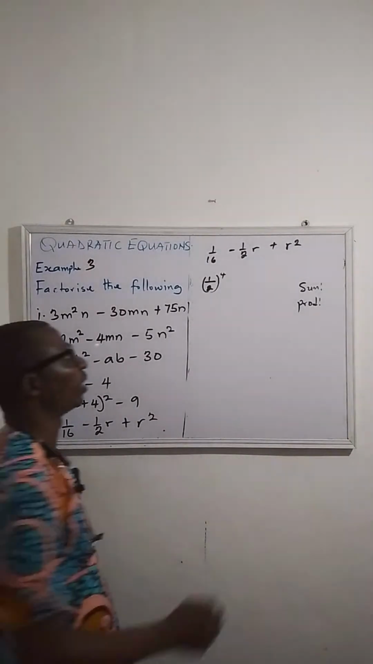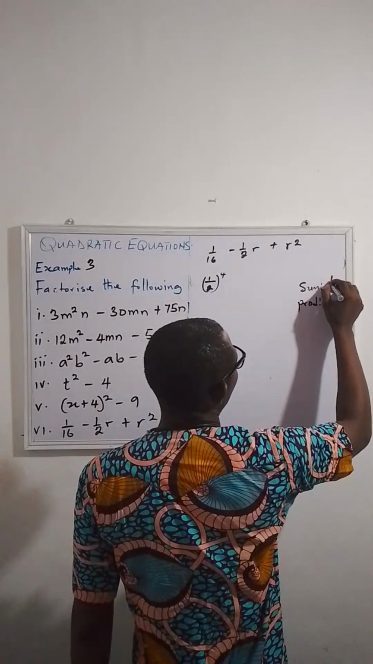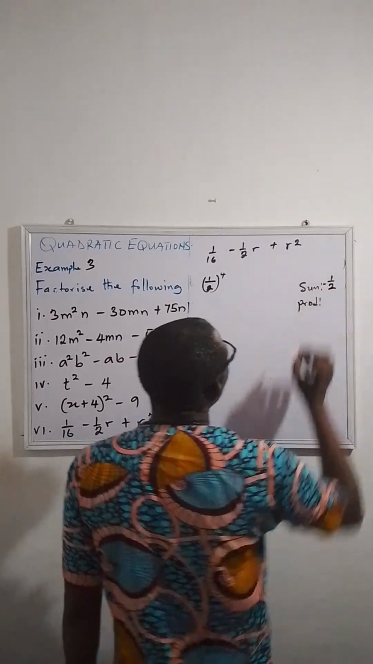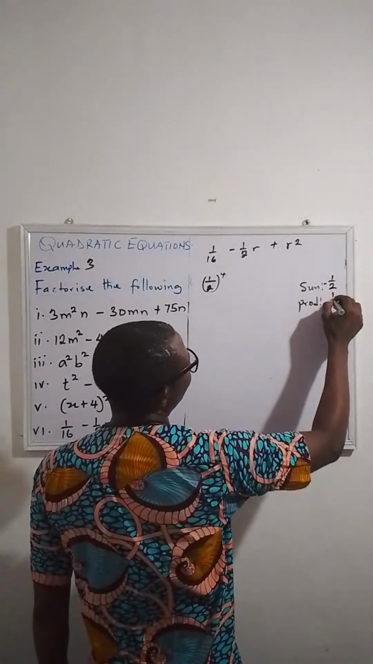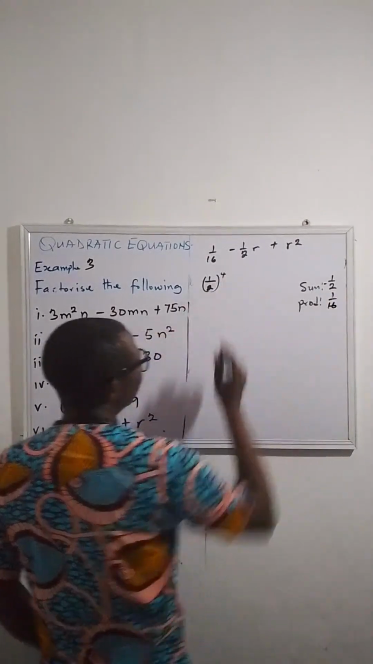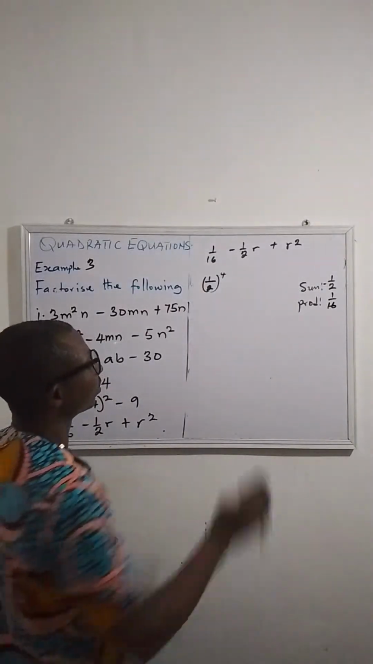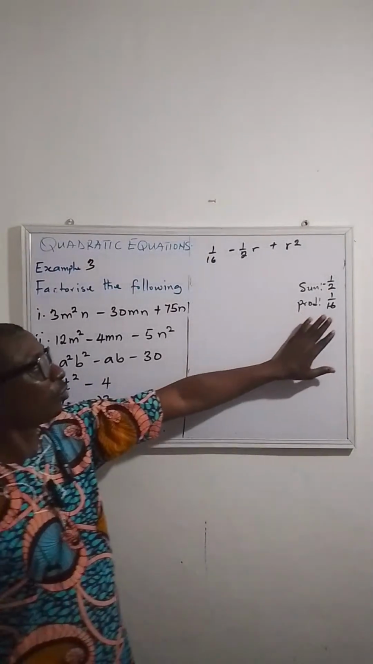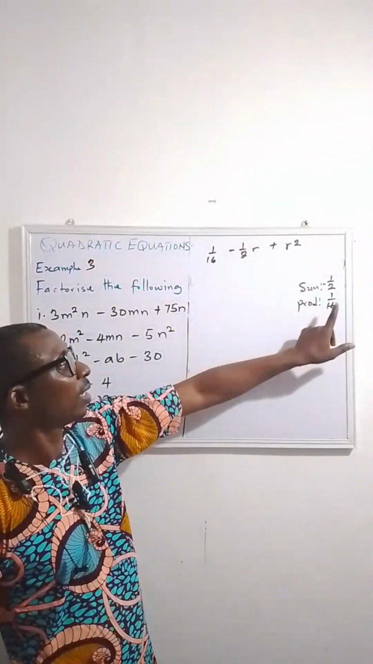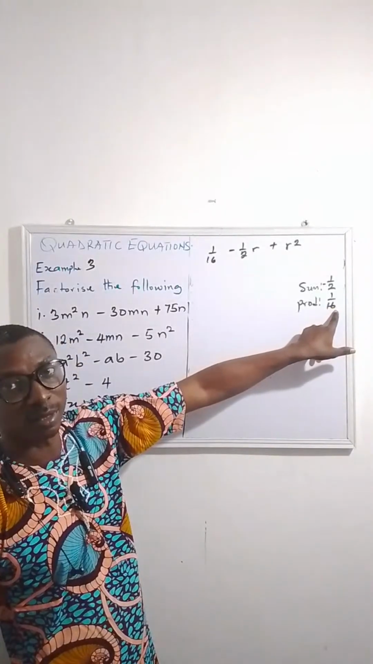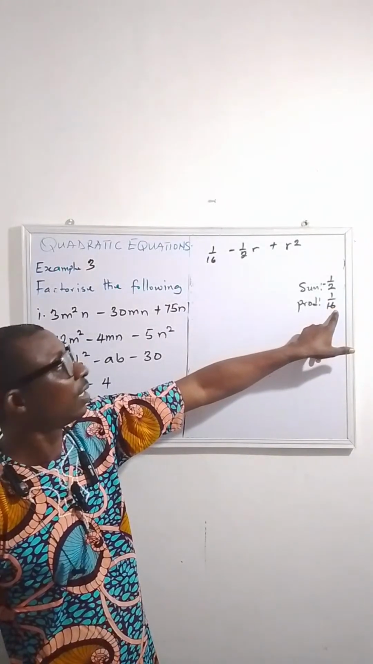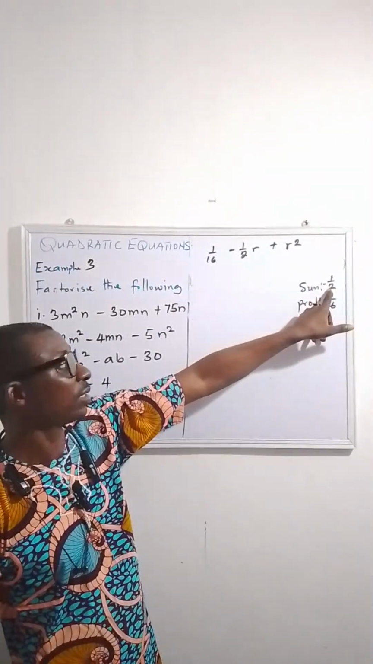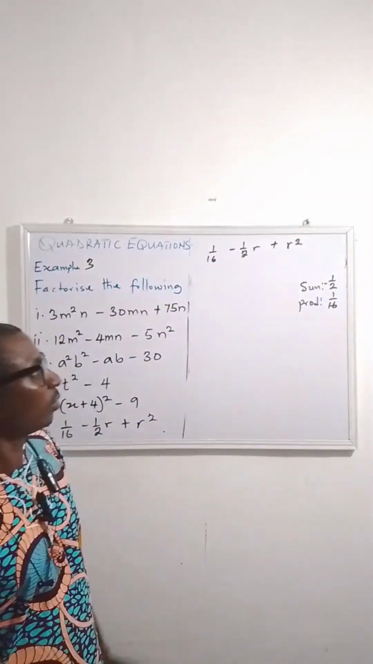So what is the sum here? The sum is minus 1 over 2. And the product is going to be what? 1 over 16. Now, I will look for two numbers such that when I multiply together, I'm going to have plus 1 over 16, and when I add together, I'm going to have minus 1 over 2. Do you understand now?